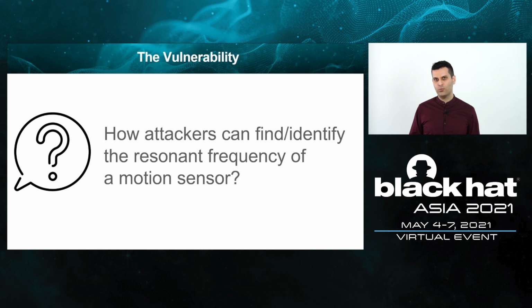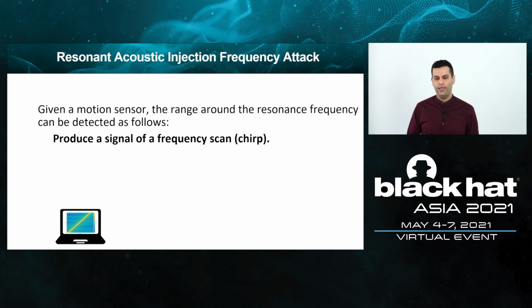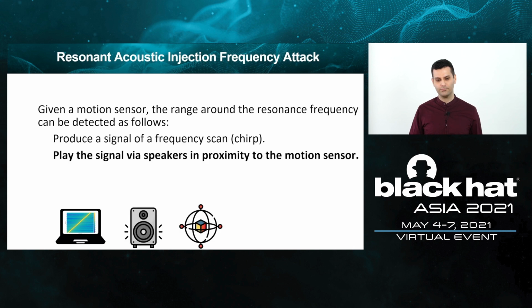An immediate question that arises is how attackers can find or identify the resonant frequency of a motion sensor if it is not already known. Basically, they need to apply the resonant acoustic injection frequency attack. First of all, given a motion sensor, the range around the resonant frequency can be detected as follows. They need to produce a signal of a frequency scan, which some of you may know as a chirp or sweep. It is better to produce it in the range of the frequencies that I just discussed.